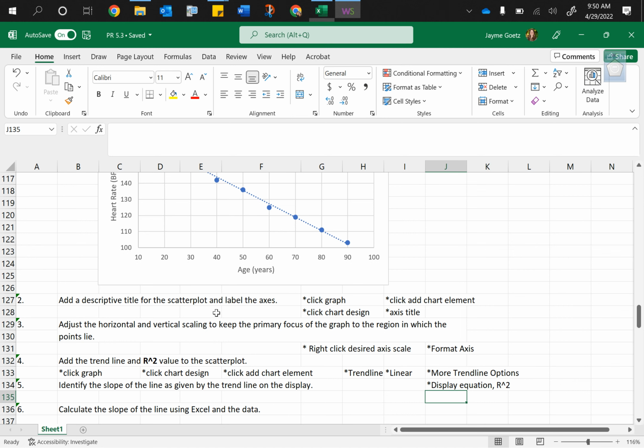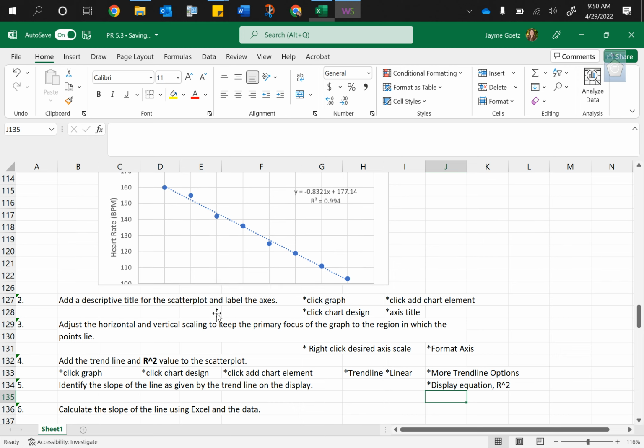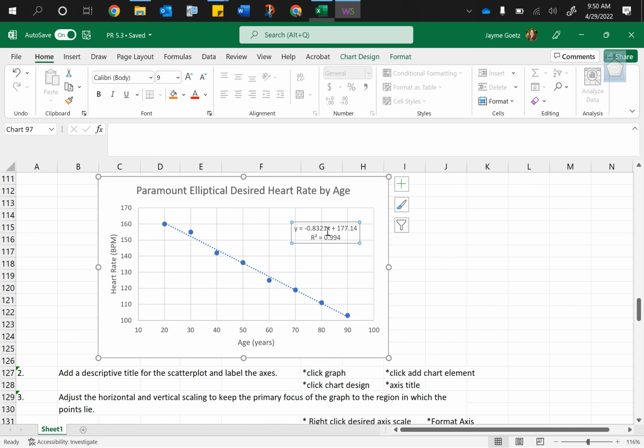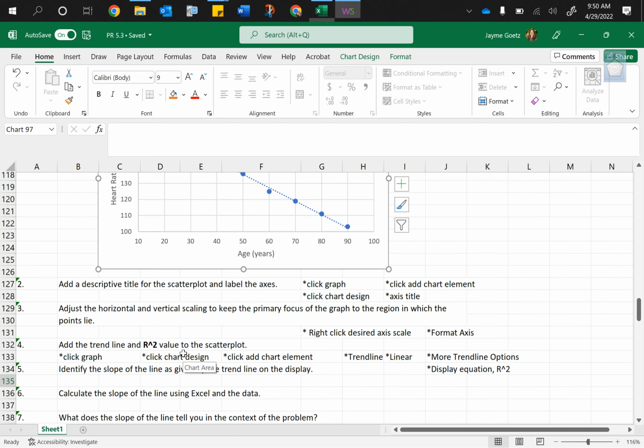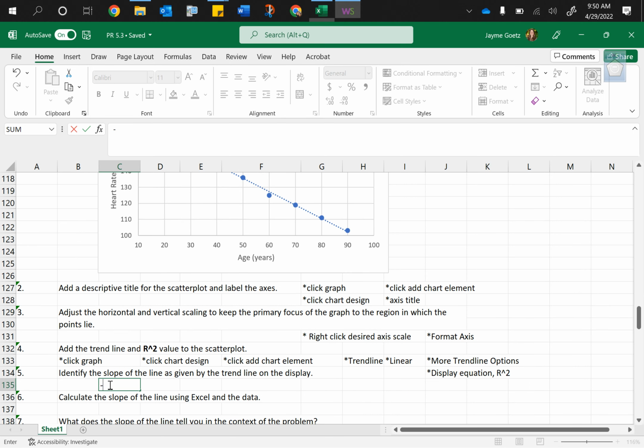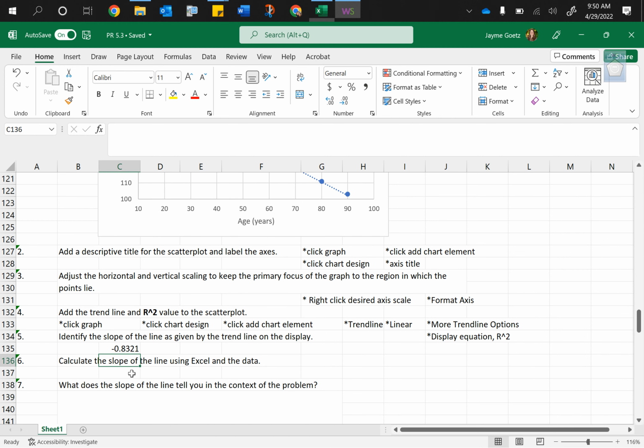Number 5 is nice and easy. Number 5 literally says identify the slope of the line as given by the trend line on display. You literally just look at your formula and what do they tell you that the slope is? -0.8321. Like that's what the equation told us.